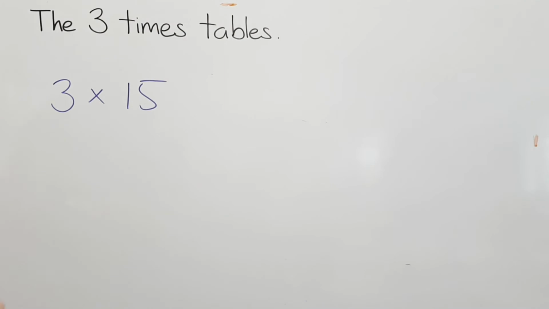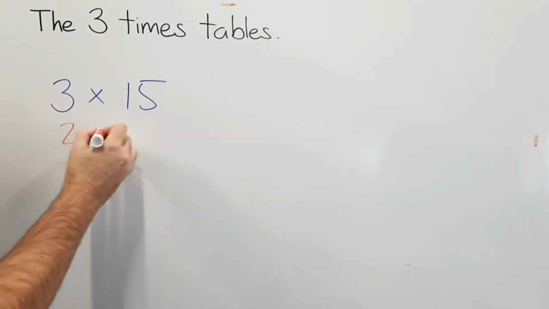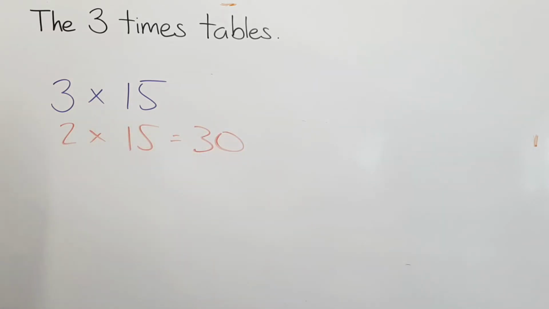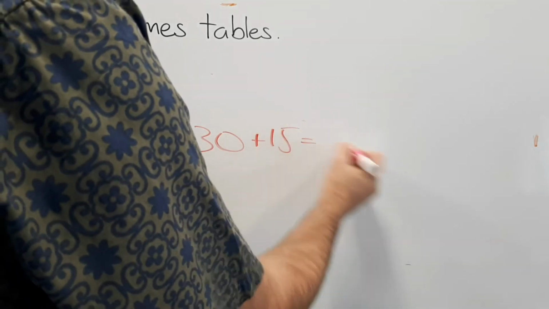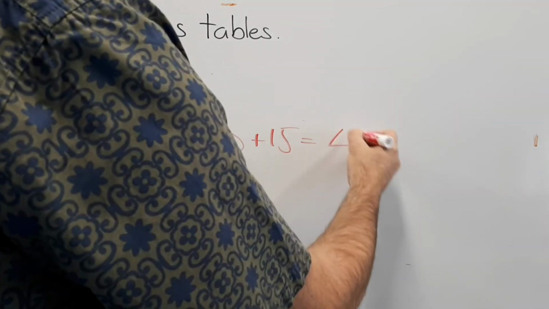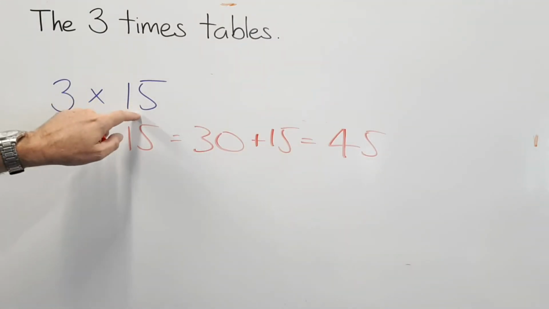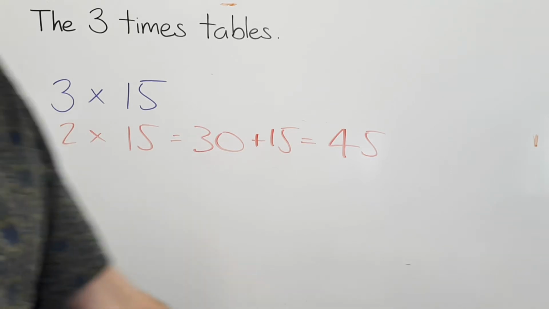We split our 3 into 2 and 1, can't we? So then we start with 2 times 15, double 15 we know is 30. Add another 15 on, straight away we get 45. So if you can double whatever number it is that's there easily, and then just add another one on, you've solved your 3 times tables. Just a handy dandy little trick.